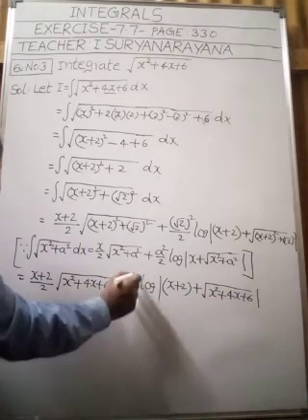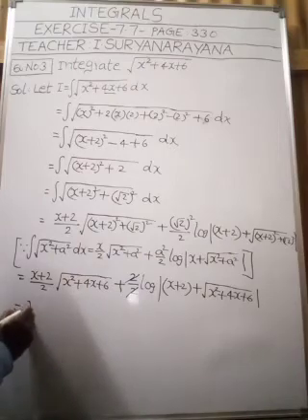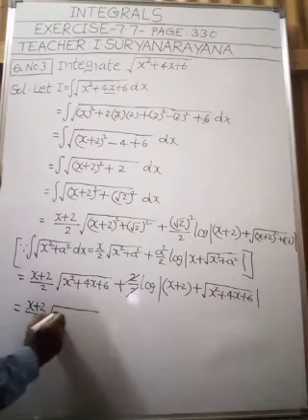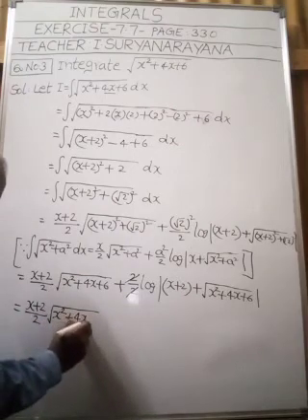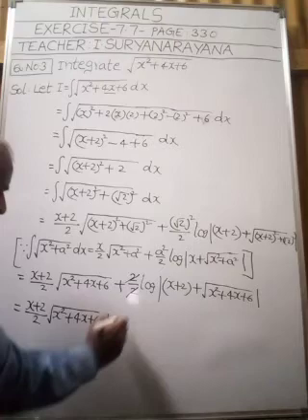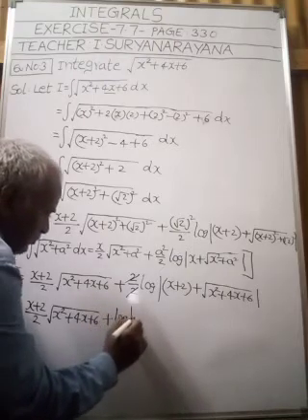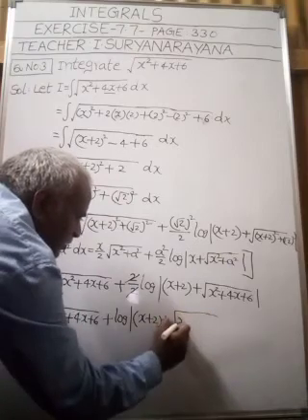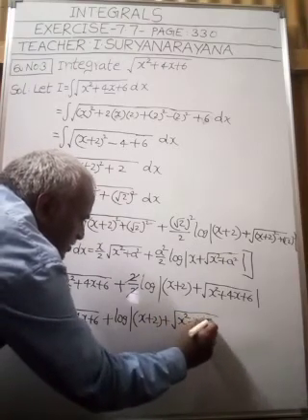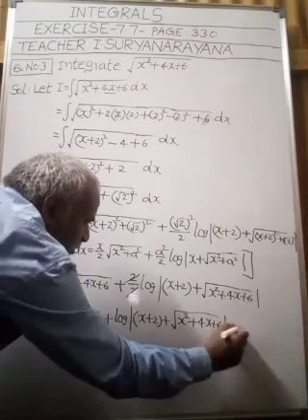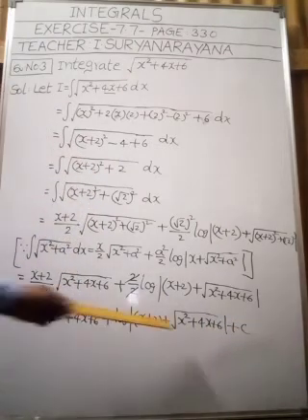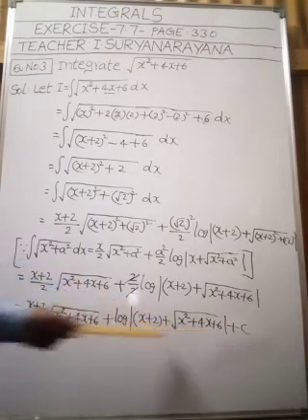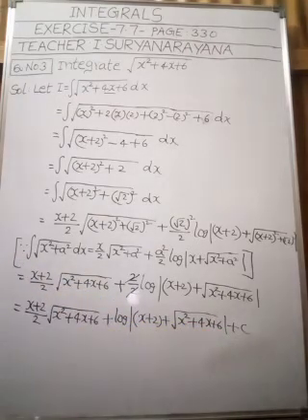Here 2 gets cancelled. So finally what will you get? x plus 2 whole divided by 2 root of x square plus 4x plus 6, plus log mod x plus 2 plus root of x square plus 4x plus 6, plus c, because this is the final step. At the final step, we add the constant of integration. Understood, my children?